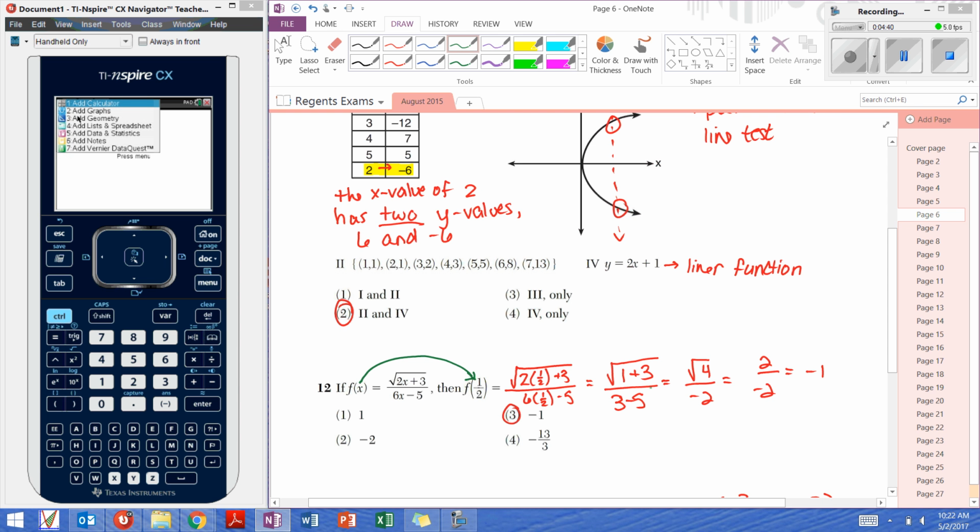Now, I think that for a question like this, if they do give this to you on the Regents exam in the future, it's definitely a gift question, because I would recommend doing it completely on your calculator. So let's see that in action.